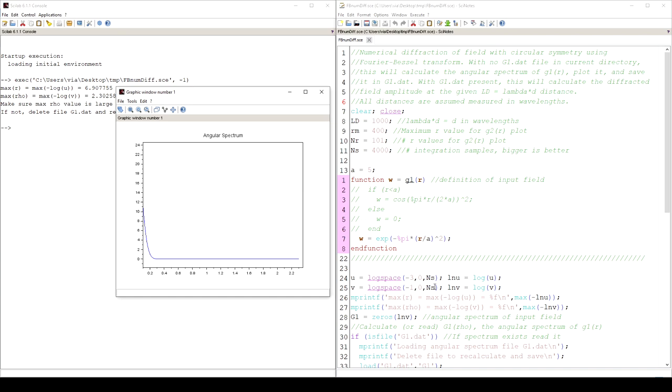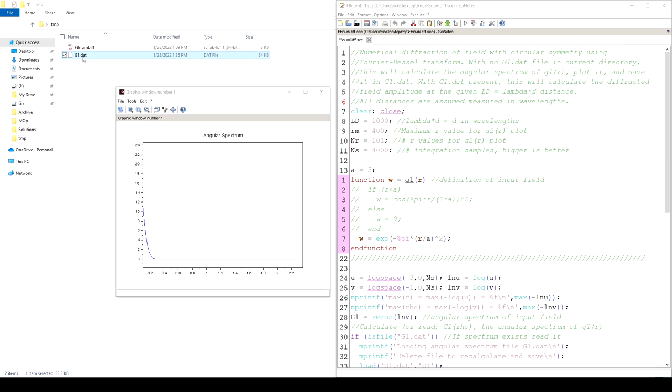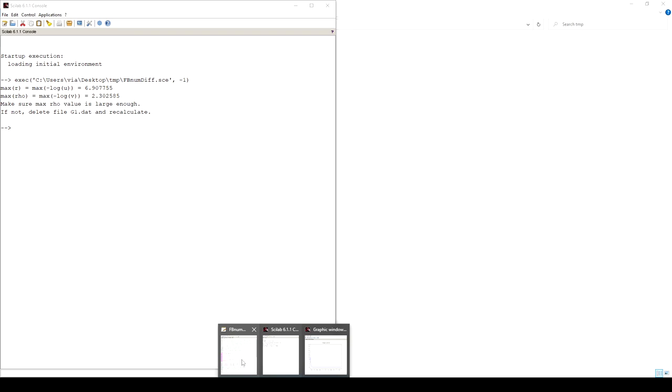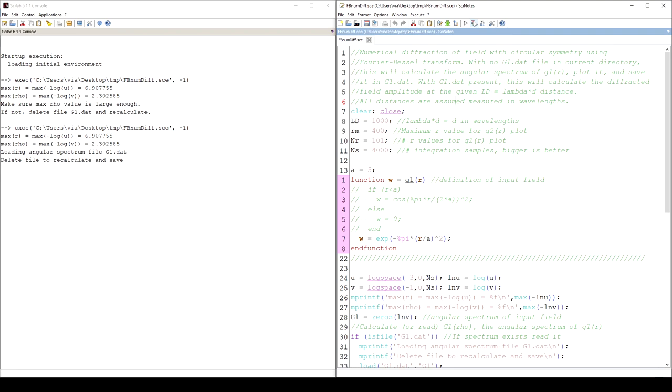So if I made this value smaller, like 10 to the minus 2, then this value would get bigger. As long as that's okay, what that does is write out this file, g1.dat, which can be used for further calculations. We don't have to continue to recalculate the angular spectrum. And so if we run this again, now we should get the diffracted field.